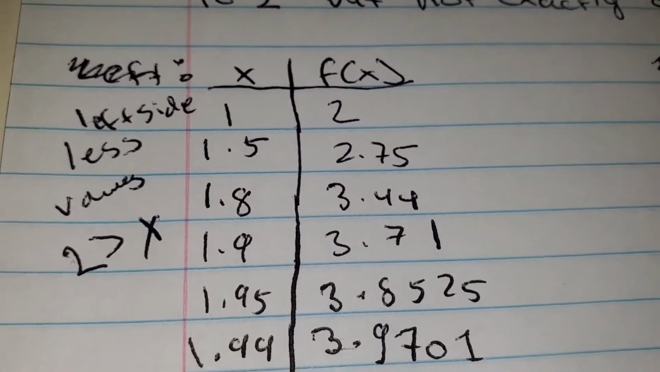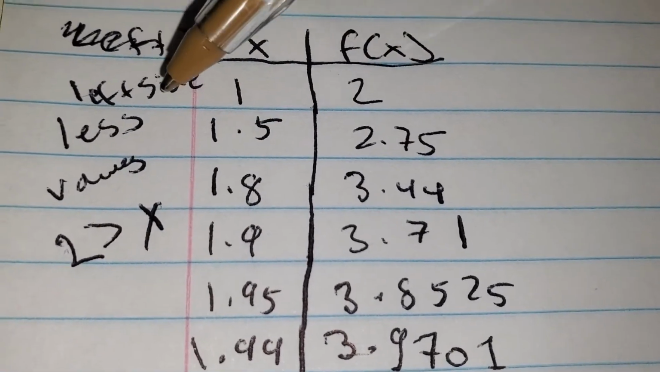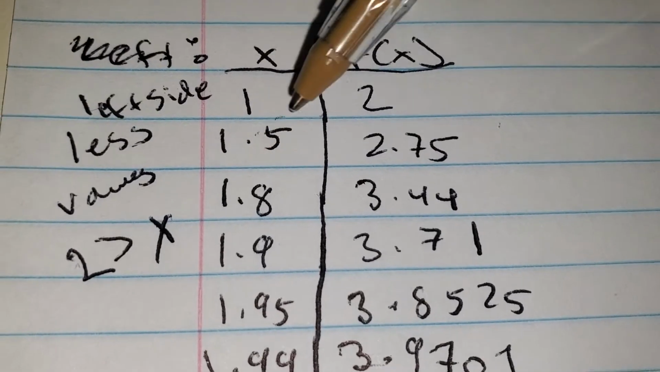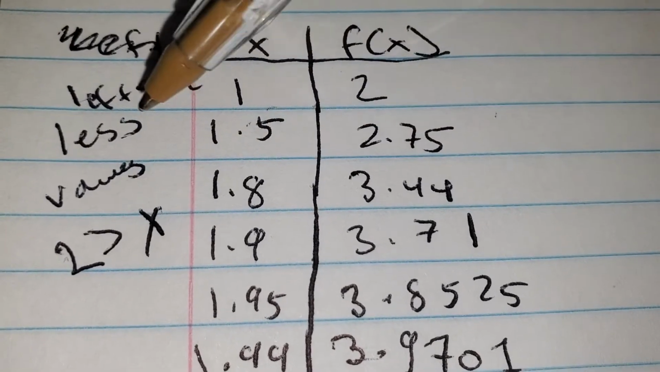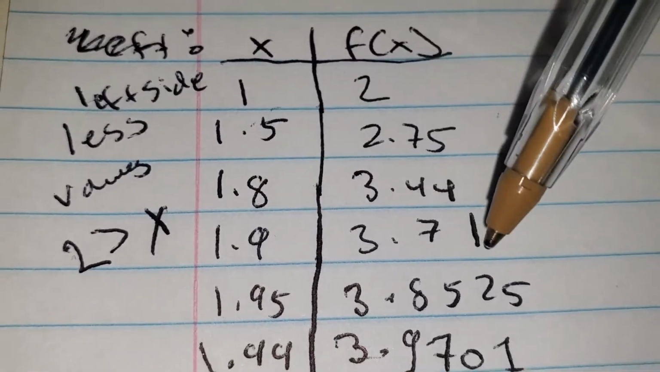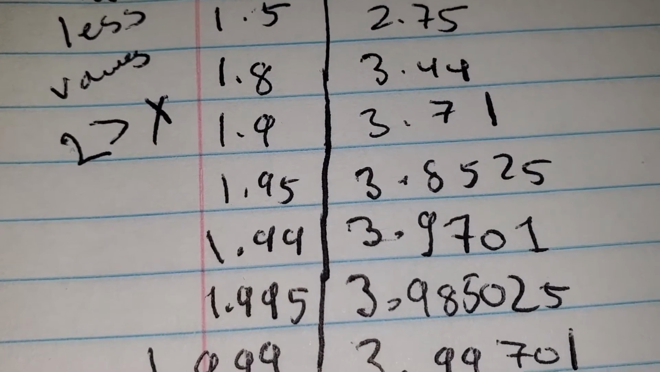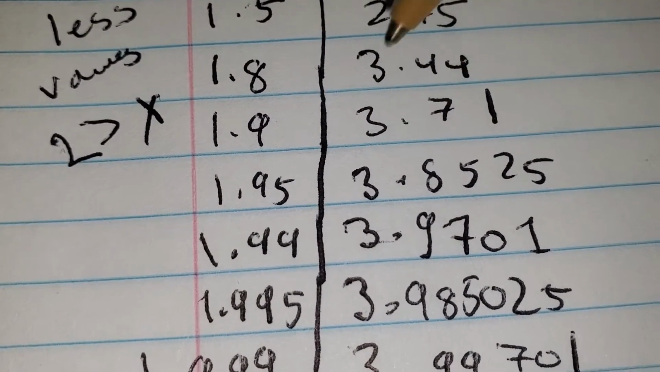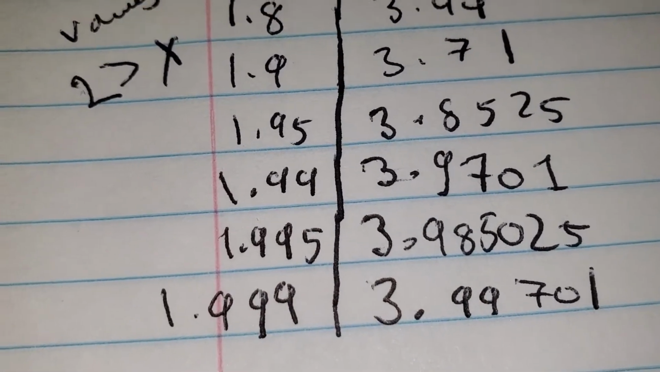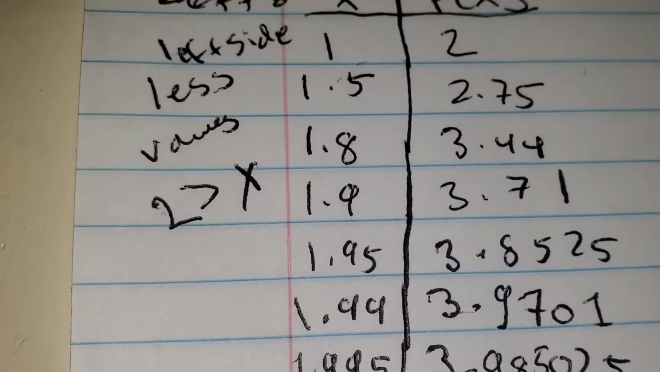we plug in 1, we get 2. We plug in 1.5, we get 2.75. We plug in 1.8, we get 3.44. We get 1.9, 3.71; 1.95, 3.8525; 1.99, 3.901; 1.995, 3.985025; 1.999, you get 3.99701.